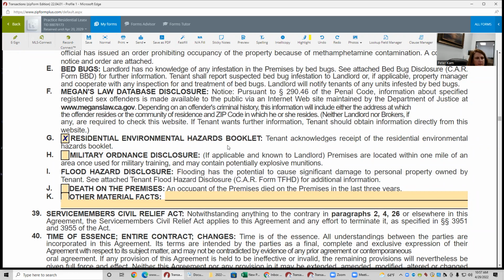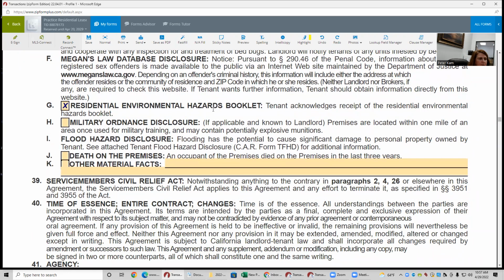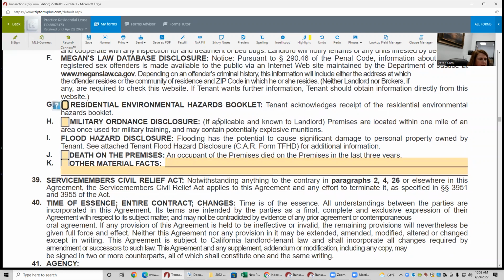Residential environmental hazards booklet. I usually check it and I put a copy of it in the kitchen. It is a big booklet. If you check it, then the CAR forms will populate with the booklet. You can either send it electronically or I just print it and leave it in the unit. And I have the tenant sign the first page that they received the booklet, but that's up to the landlord and up to you as their agent, whether you want to check that or not.